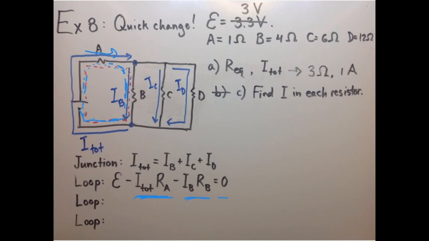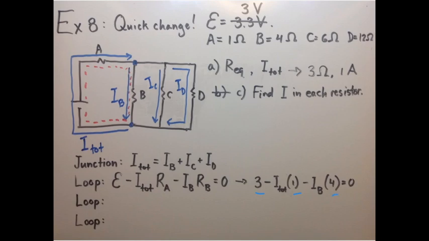This is going to be the format for every loop equation you will ever write. All right, the next step is going to be to plug numbers in, so let's do that real quick. So just from the circuit diagram, I would have the 3 and the 1 and the 4, right? The battery EMF and the individual resistances.